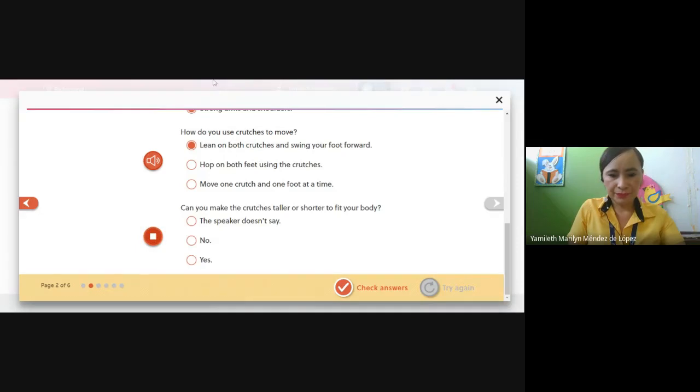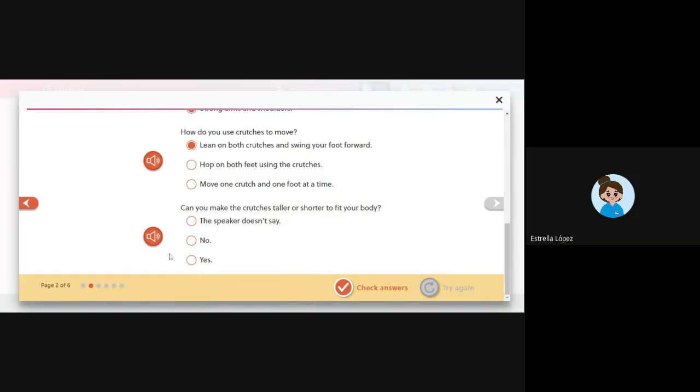Four. It helps to adjust the height of your crutches so they fit right under your armpits and are easy to hold with your hands. What's the answer? Yes. Number three, yes or no? Yes.